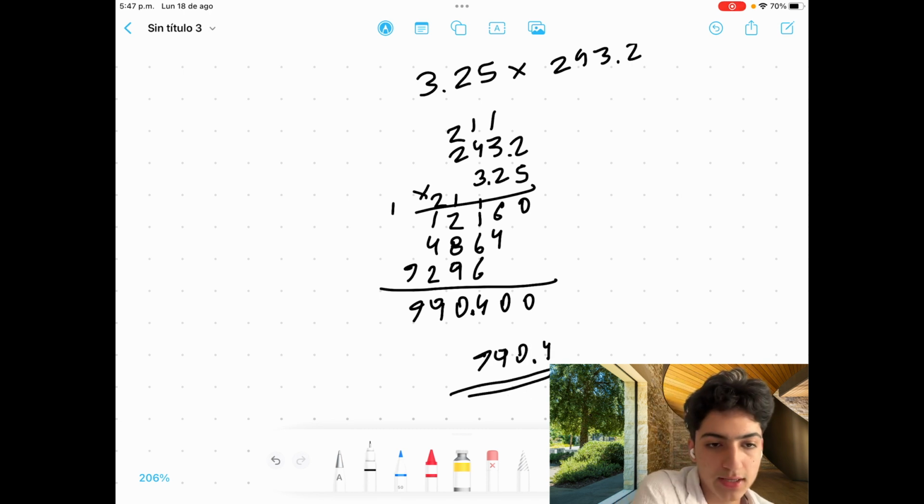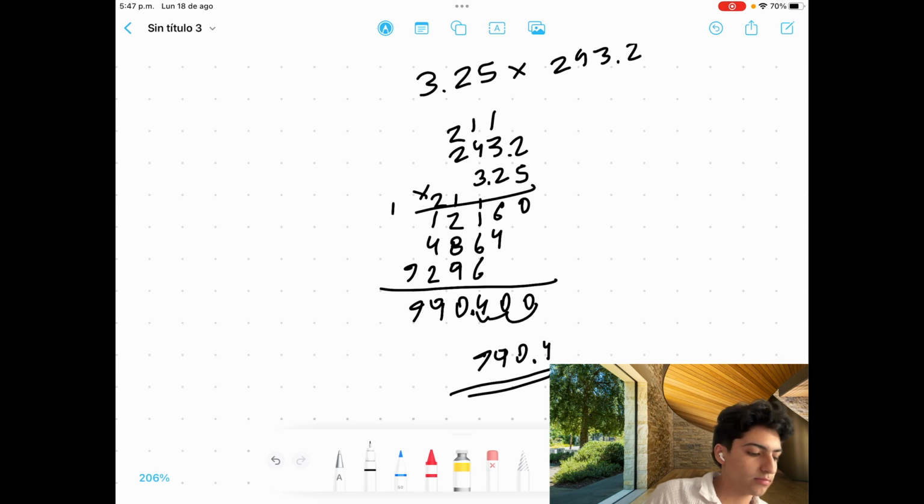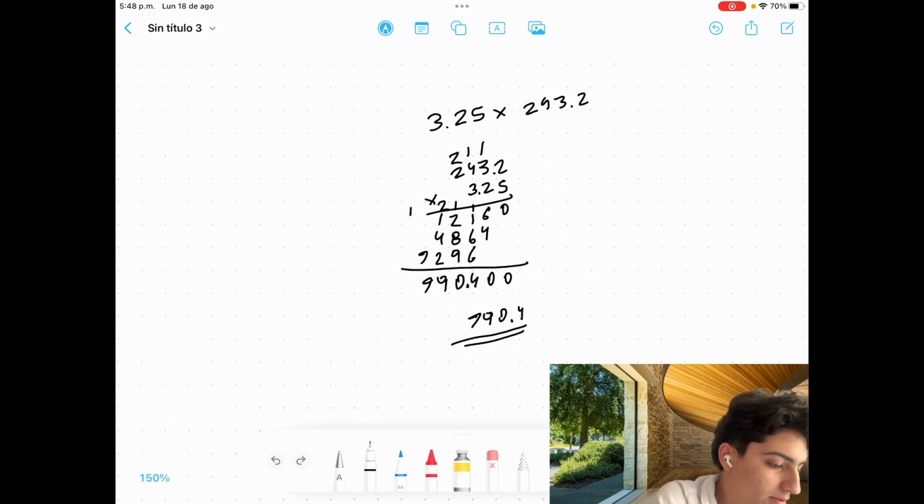So the key thing here is not aligning the decimal value, but rather counting the decimal places of each value, and then the result of that count will be how many decimal places the result will have. Okay, so that's the thing.